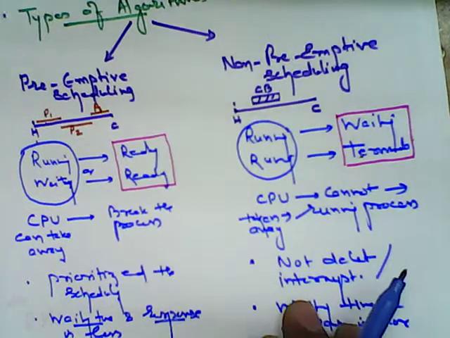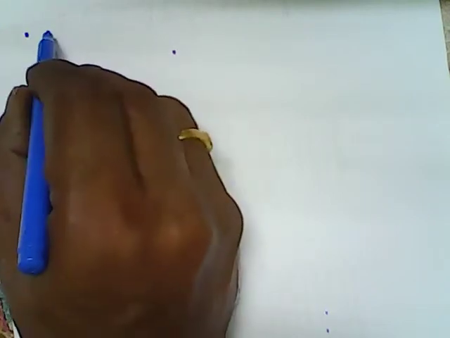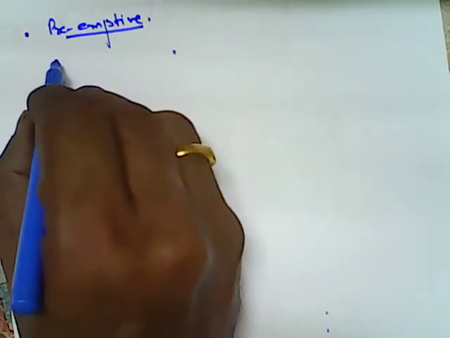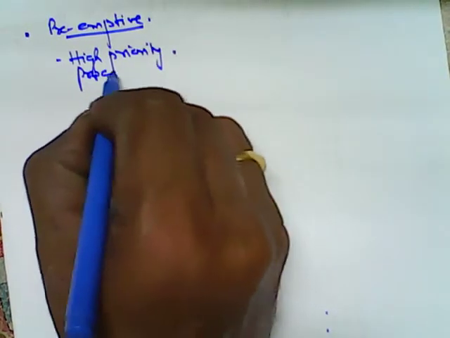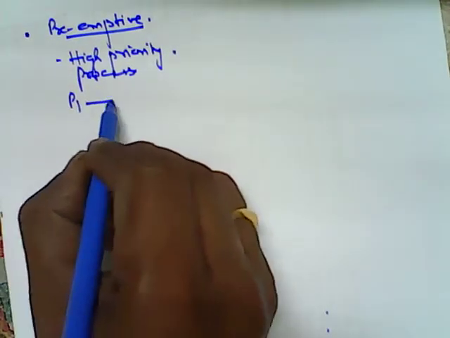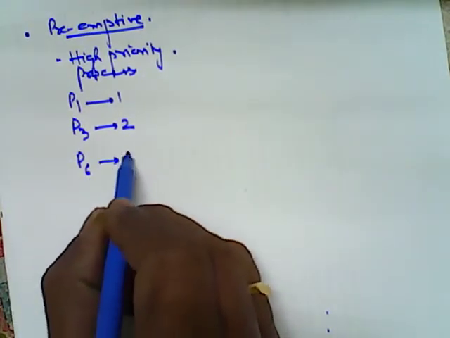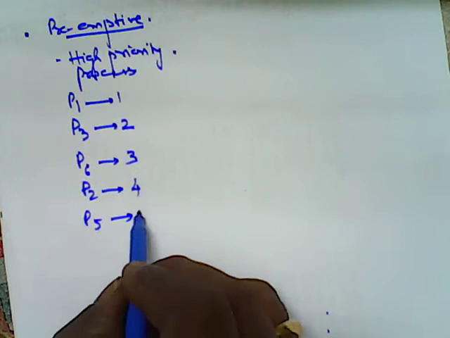Another thing I just want to add in continuation to this is that in the case of preemptive situations, you will find that it has a high priority process. That means whenever you find P1 is high, you give it high priority. Then if you find P3 is high, you give that the next priority. If you find P6 is high, you give the third. Then P2 is high, you give it the fourth. So like that, you can prioritize the processes. This you categorize as priority.